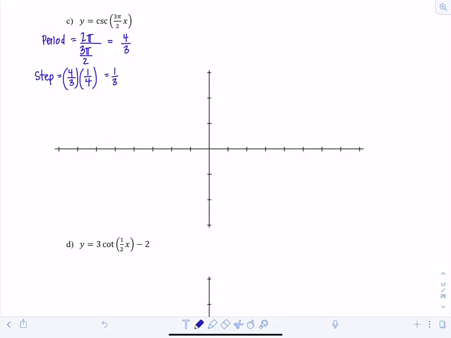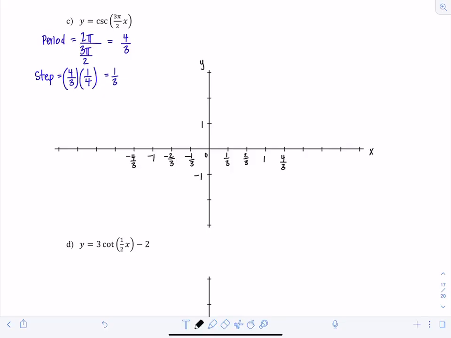Okay, so let's go ahead and start graphing. So here's x, here's y. I'll label this 1, negative 1. So we'll start at 0. The step is 1/3. So 1/3, 2/3, 3/3, which is 1, and then 4/3. That's 1 period. And then I'll go to the left. So negative 1/3, negative 2/3, negative 3/3, which is negative 1, and then negative 4/3.